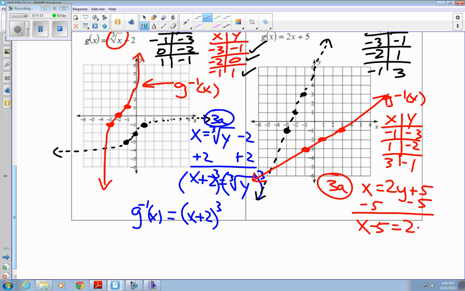And if you were to graph y equals (x - 5) divided by 2, put that in the calculator, you're going to get this red line. Alright, moving on.